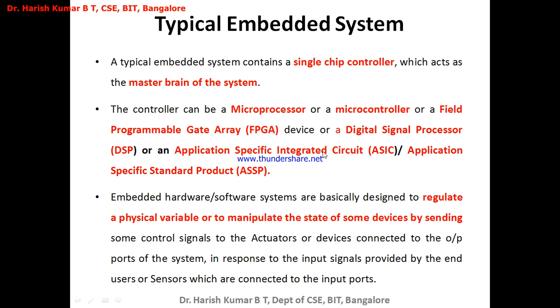It is a proprietary product, whereas an application specific standard product is a non-proprietary product which can be sold in the open market. This is the only difference between these two.